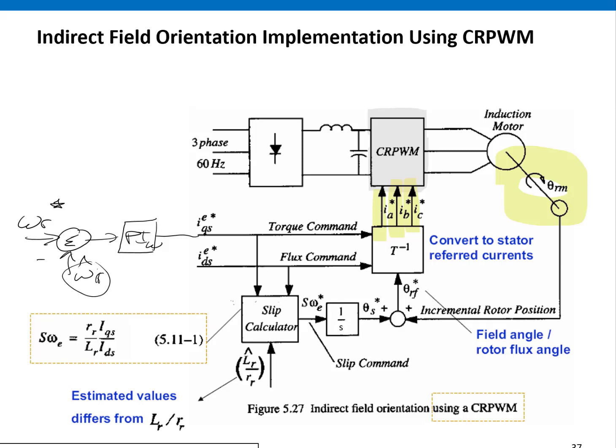And then we have this IDS command, which we could use to control, think of it as if we have to field weaken or we want to operate at some nominal rotor flux value, this is a controllable quantity, it can be independently controlled. And so then you go into this slip calculation, and this is a key point right here, that it depends upon estimated values. That's why this little hat there is there. So you've got an estimated rotor inductance and an estimated rotor resistance.